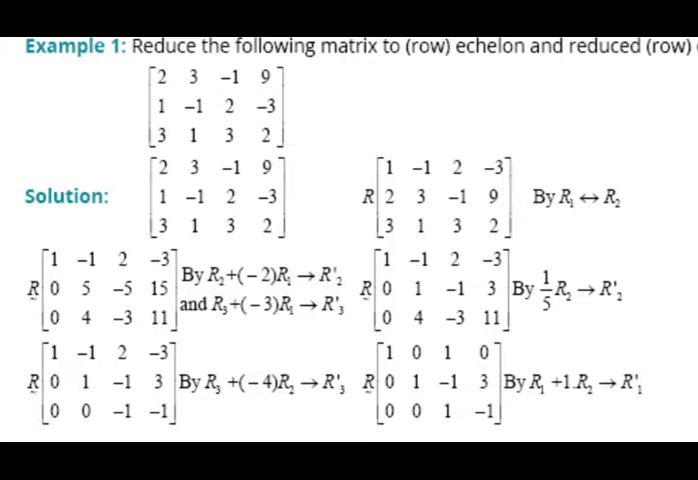We divide R2 by 5, and this leads R2 to 1, -1 and 3. And below this one there is a 4. We make 4 equal to 0. How is it possible? We multiply R2 by -4 and add in the third row. We multiply by the same number as the one we want to make 0.